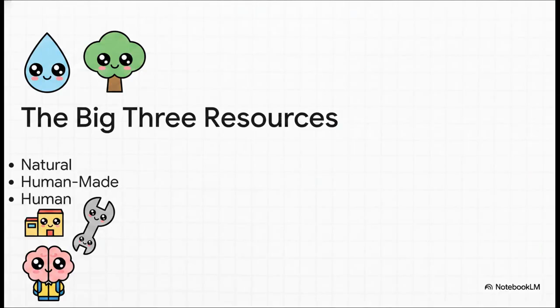So if you want a cheat code for those tricky multiple-choice questions, just memorize the big 3 macro categories. Whenever you're given an example on the test, just run it through this mental checklist. Is it natural, like water or soil? Is it human-made, meaning it was crafted from natural materials, like buildings and roads? Or is it a human resource, meaning, well, people and their skills? Getting these 3 buckets straight gives you the ultimate foundation.